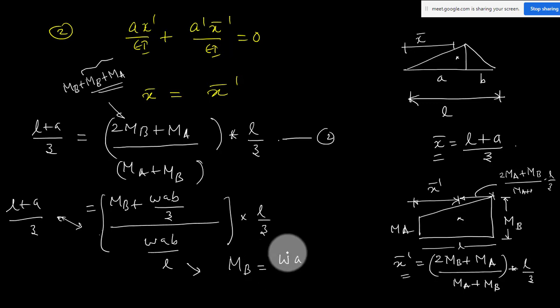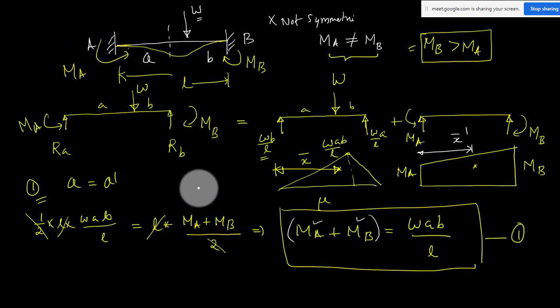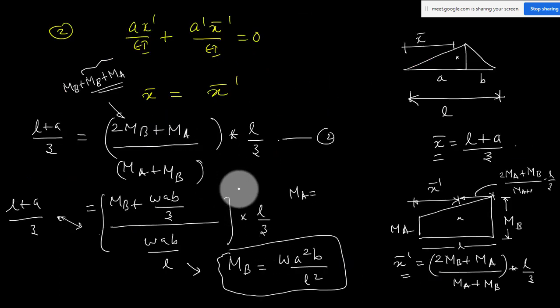I will give the logic how to remember this MA and MB. That is the most important. So MB is W A square B by L square. This is the value we are going to get for MB. Next we can get the value of MA, because once you get the value of one moment MB, you can get the value of the other one because both are related. Because the values are not given, W A B, that is why it is looking a little bit complicated. If it is a numerical value you can solve it very easily.